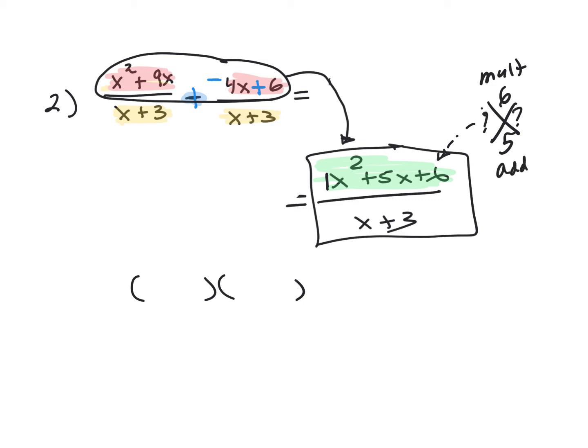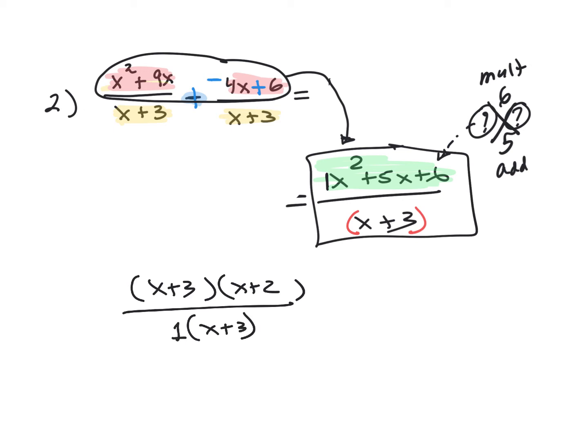You know, what would your factors be? So it'd be x plus 3 and x plus 2. And then in the denominator, remember, the only thing that can be factored out of that one is a 1. So we can emphasize only a 1. And then we do have a binomial factor that can cancel out with that other binomial factor. So our final answer is x plus 2.